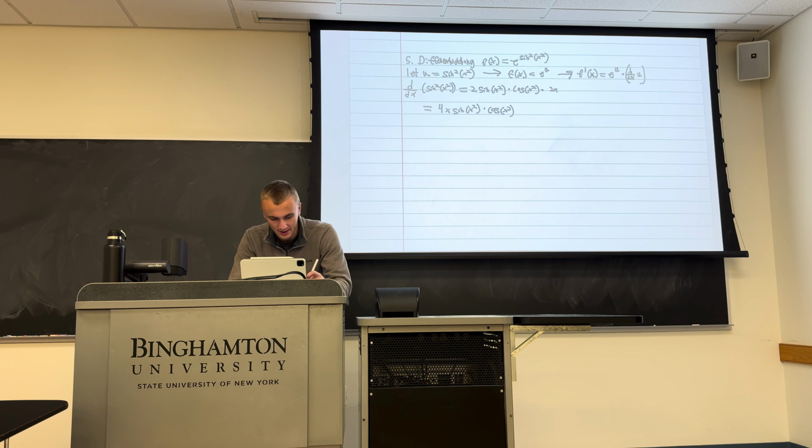And now we just plug that back into our original statement that we had right here. So that leaves us with f prime of x equals e to the sine squared of x squared times 4x sine of x squared times cos of x squared. And that's our final answer for the derivative of this.